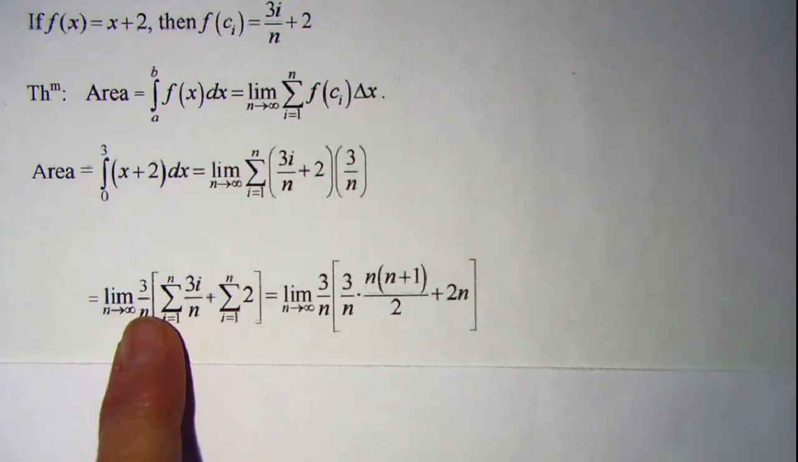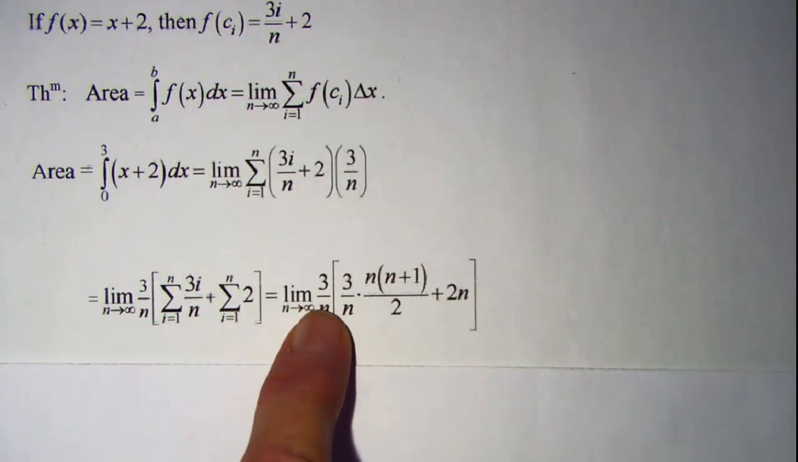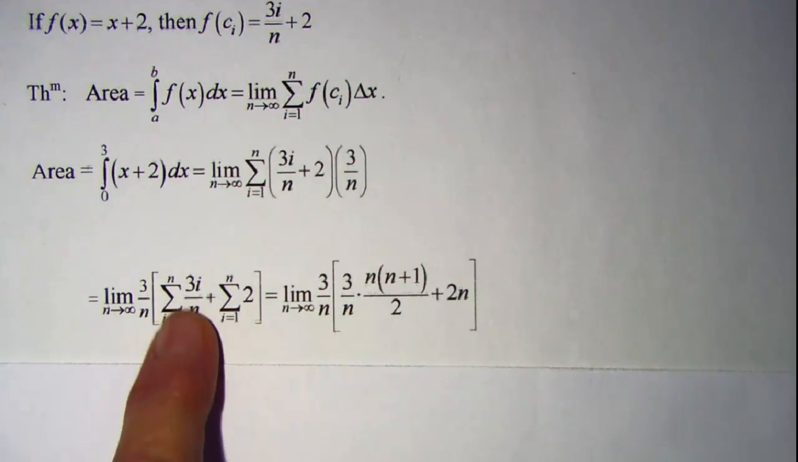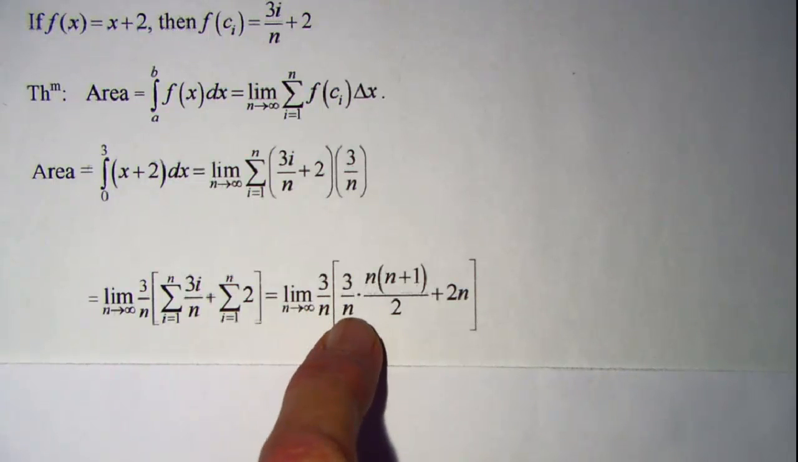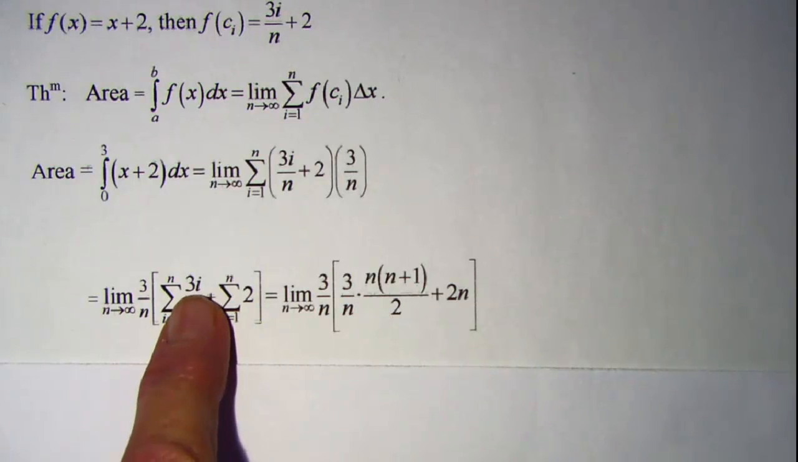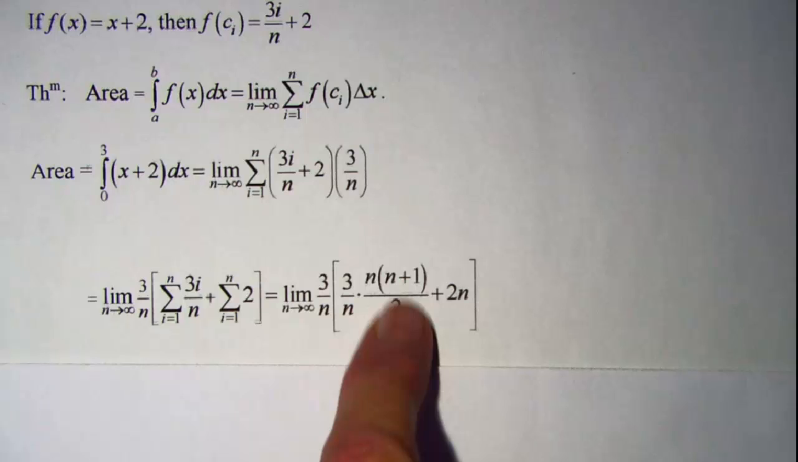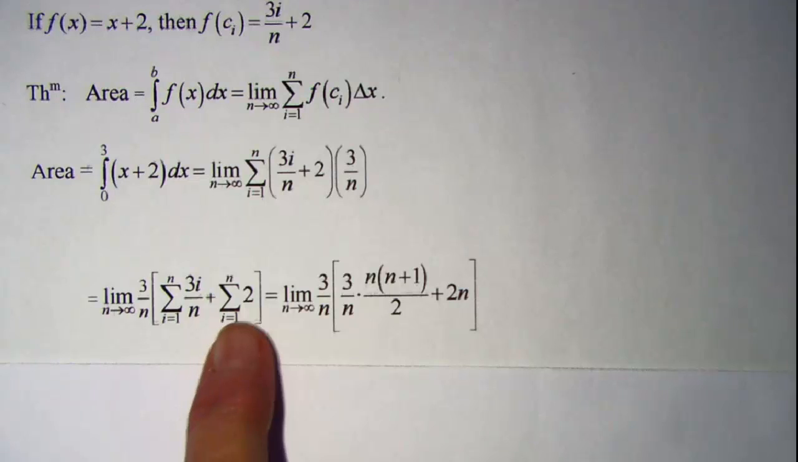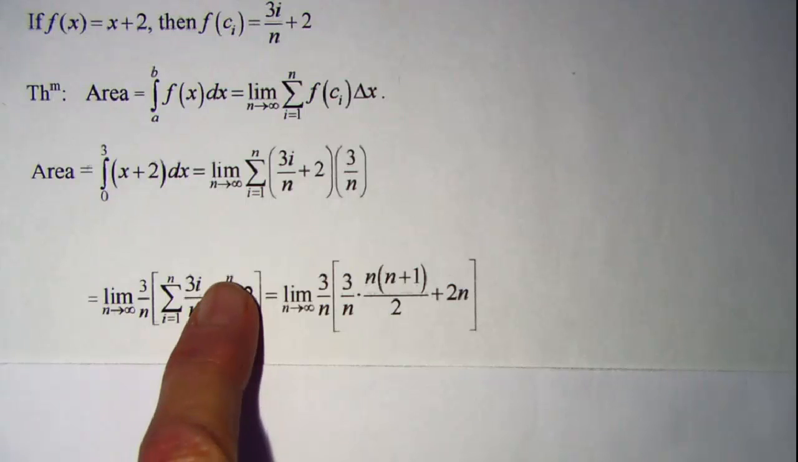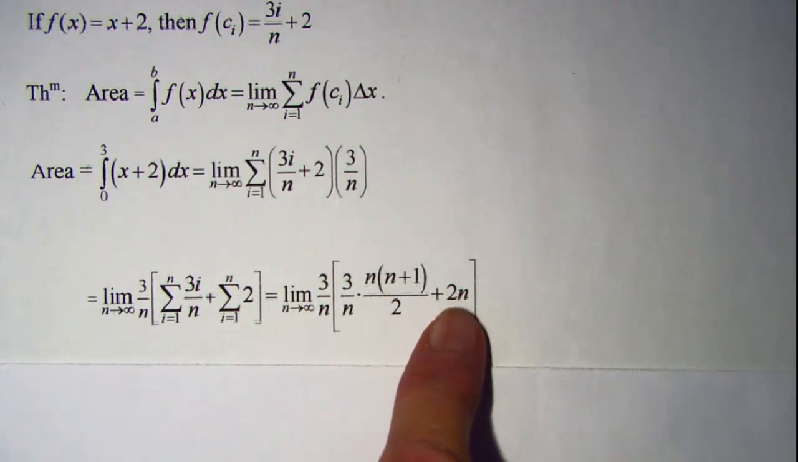My 3 over n is still outside of the brackets. My first term, 3i over n, my 3 over n I can write separately, and then that's multiplied by the summation formula for i, which is just n times n plus 1 over 2. Plus, and then the formula for summation of a constant, you take your constant times the upper limit of summation, and I have 2 times n.